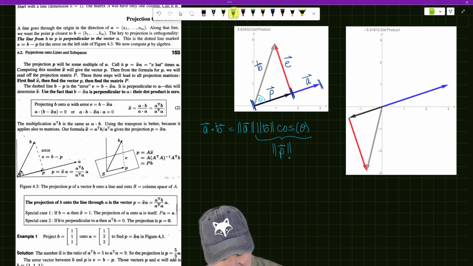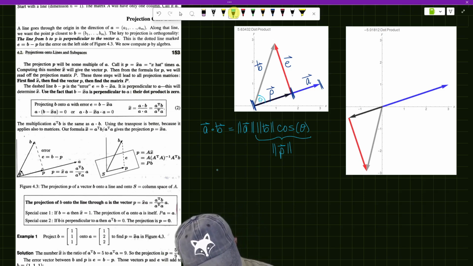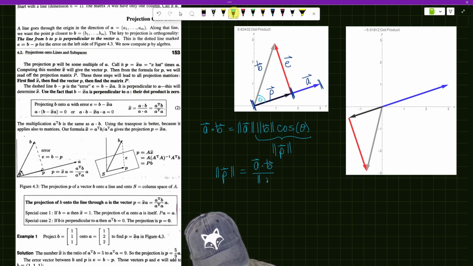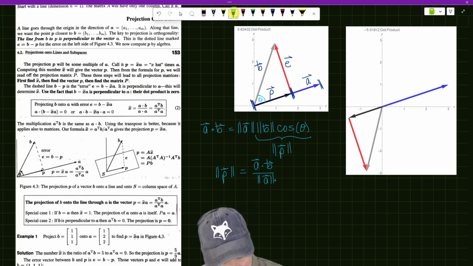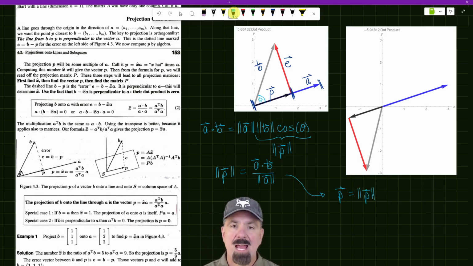And so we can actually solve for this, and we end up with the length of the projection is equal to the dot product, A dotted with B, divided by the magnitude of A. That gives us the length of that projection. Now, to actually build the projection, the vector P, we are going to take the length of P and multiply it times the unit vector in the direction that we're going.